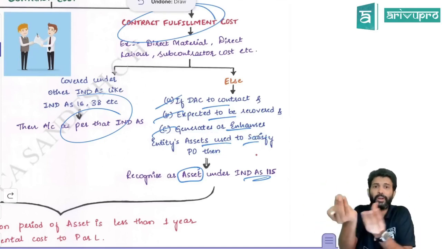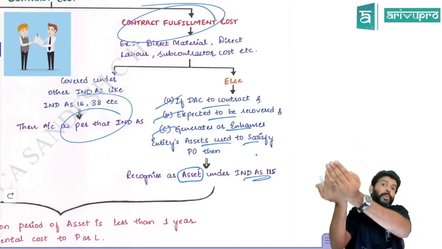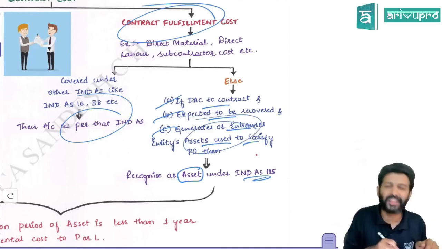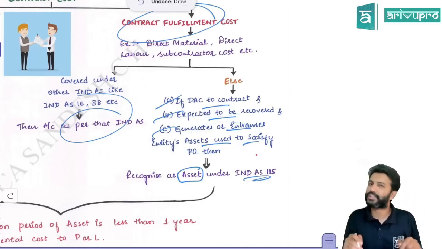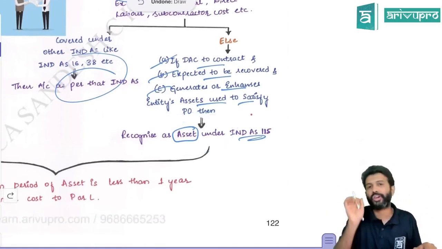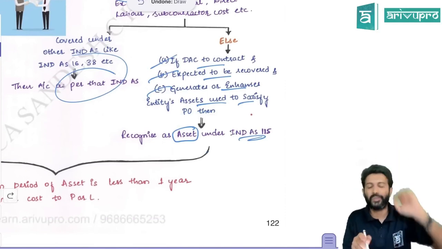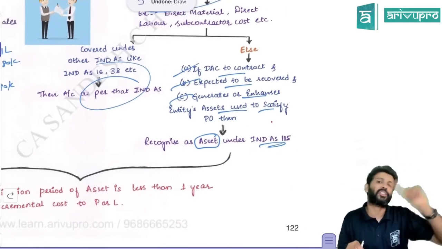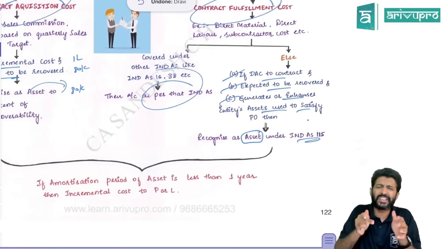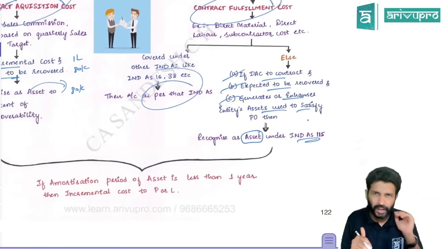Yes. Earlier I used to pick only a little quantity of the dust. Now I'm able to pick up a lot more. So obviously it is enhancing the asset capacity. So if all the three are satisfied, then you can record all this cost. You can record it as an asset. But this asset will be as per IND AS 115, not as per the other assets. And this asset recorded will be amortized over the contract term.